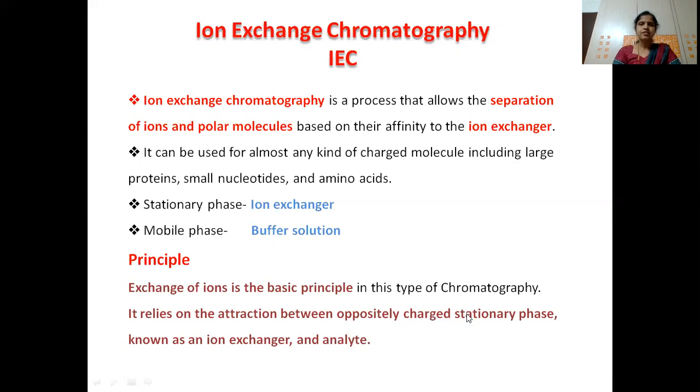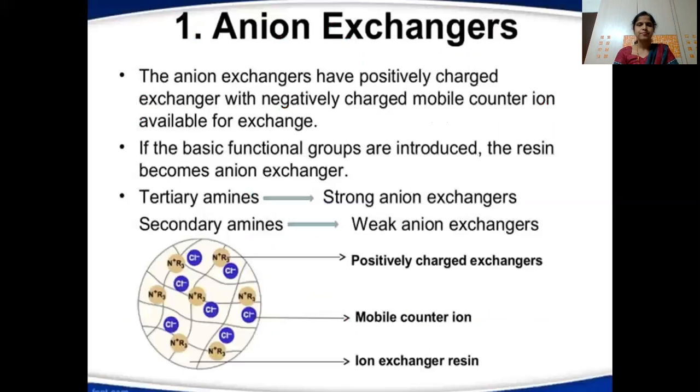Now these stationary phases are of two types. They are anionic exchangers and cationic exchangers. First we'll see about the anion exchangers. In the name itself, it is helping in the exchange of anions. What are anions? They are negatively charged ions.